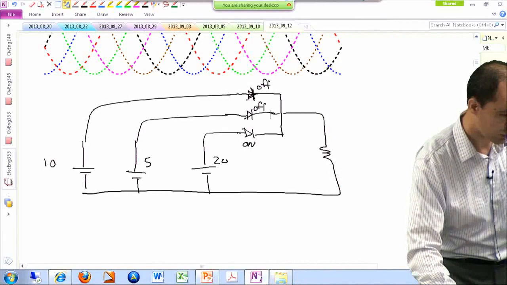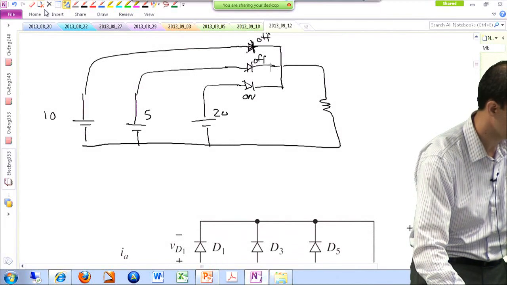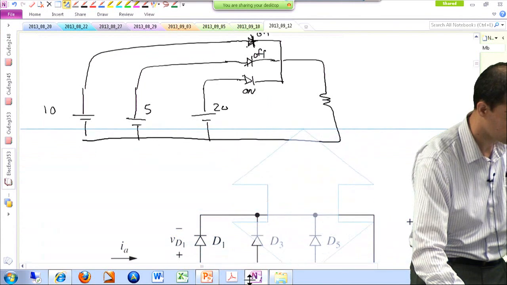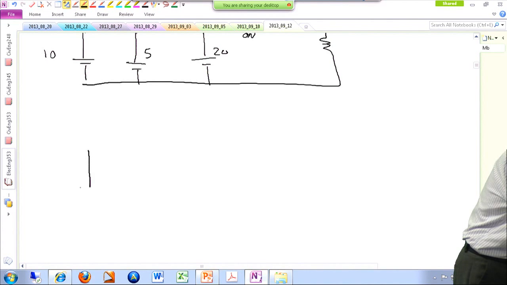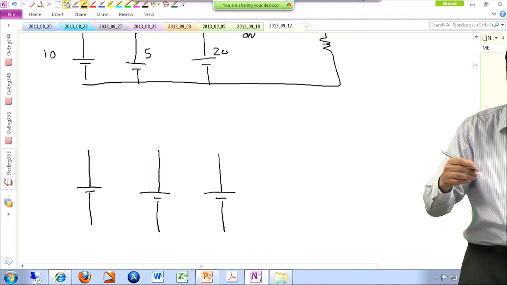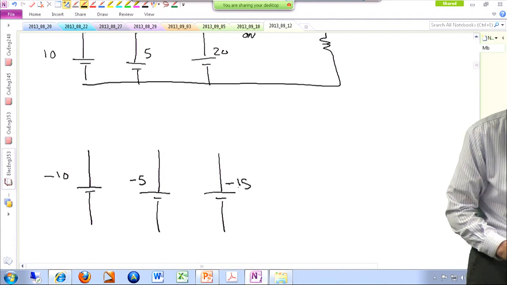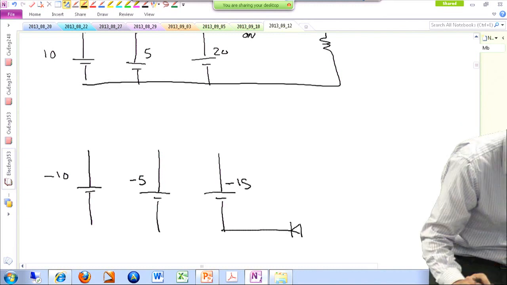Another thing that I want to mention is kind of similar to this, just a little bit different. What if you have a configuration like this? I'm not changing the polarity of these sources, but I'm assigning them a negative voltage, like negative 10 volts, negative 5 volts, negative 15 volts, something like this. And then I am doing something like this.